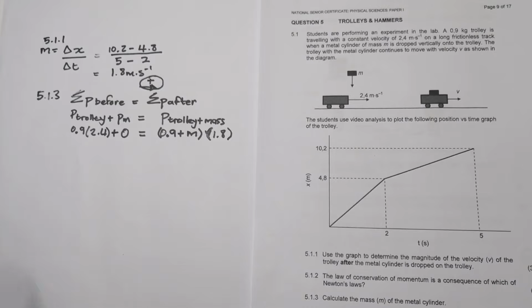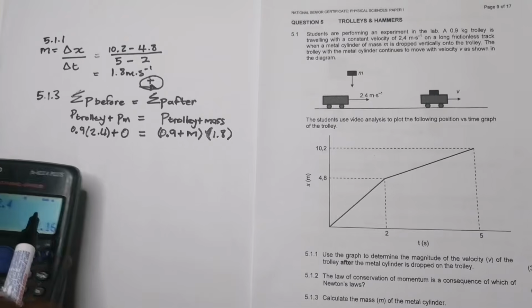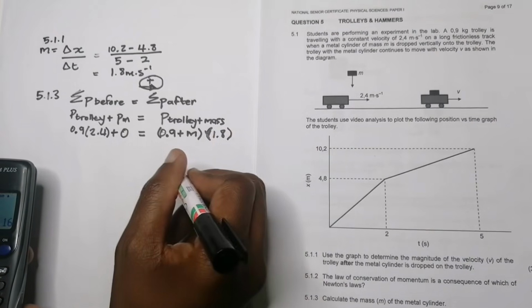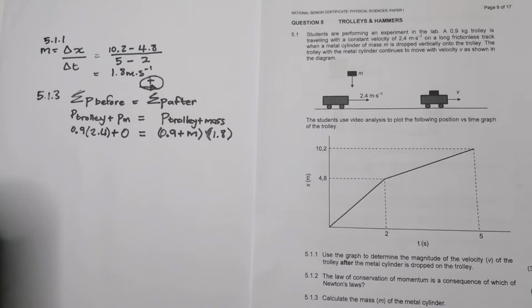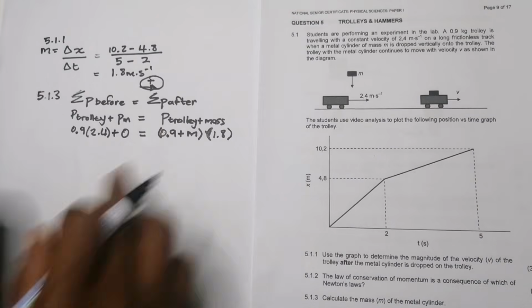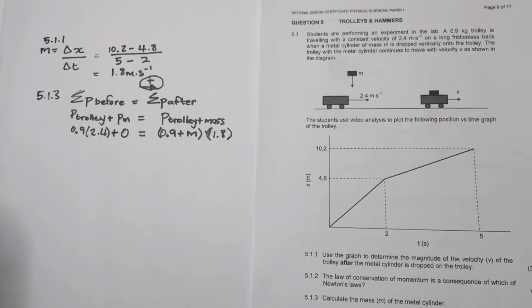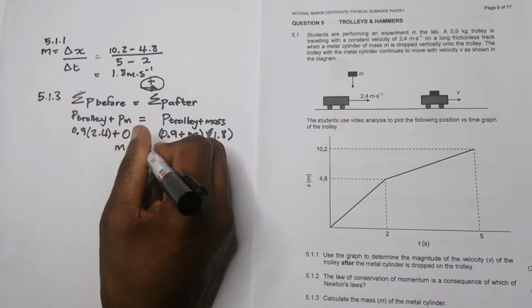So that's 0.9 multiplied by 2.4, and I get a value of 2.16 for both of them. In this case, I'm going to divide by 1.8 so that I cancel on this side, and I get 1.2, but I'm now going to subtract 0.9. You can do it however you want, but ultimately we should get to the same point, and I get a mass of 0.3 kilograms. So that mass there was 0.3 kilograms.